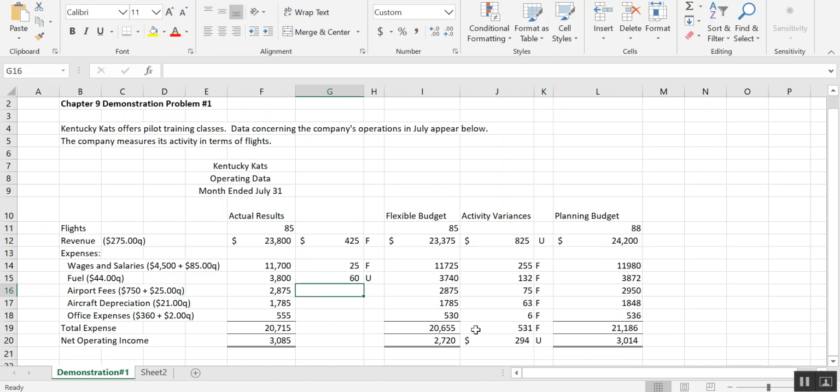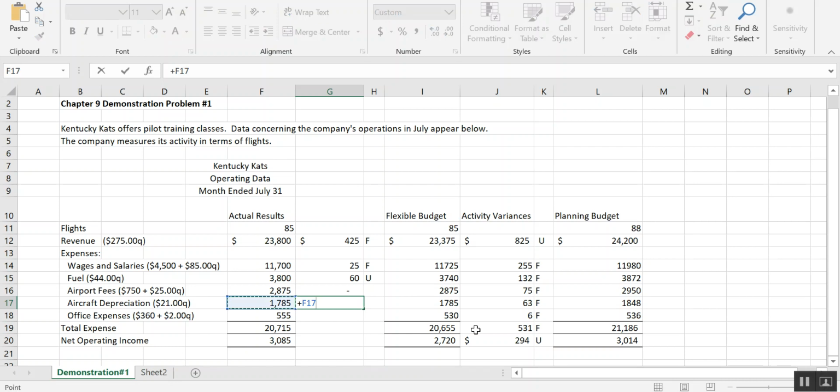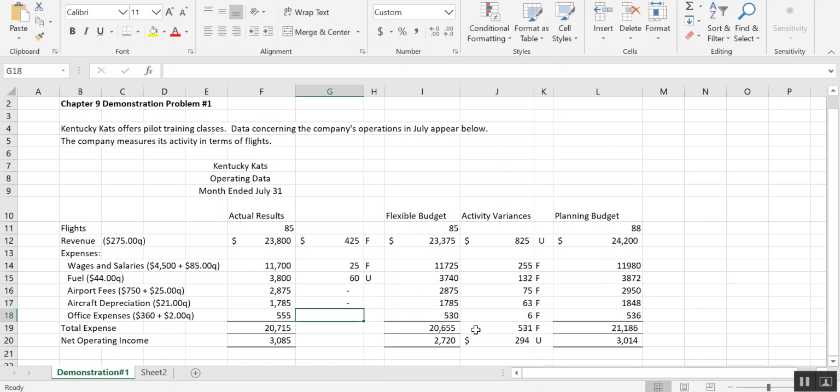Now, when we get to this part, we're not going to have any variance, so it's not going to really give us anything to compare. This comes out exactly as we planned, so there's no change or no difference in that at all. However, when we get to the office expenses, we have a variance where the actual results are higher than the flexible budget, and that means this is unfavorable. Our total variance, we're going to add these up.